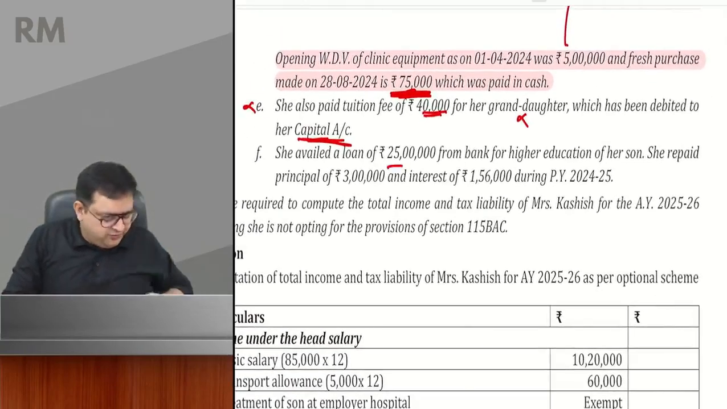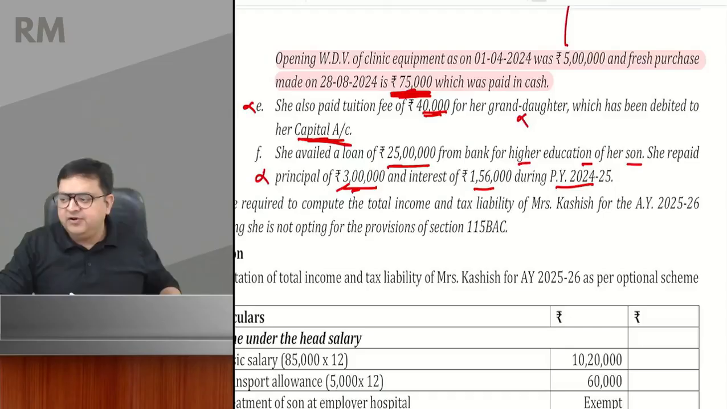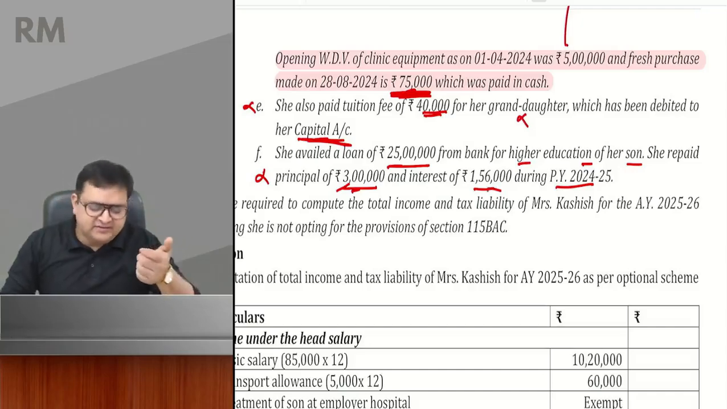She availed a loan of 25 lakh from the bank for higher education of her son. She repaid principal 3 lakh and interest 156 during the previous year 24-25. So 3 lakh she repaid for the principal. See, education loan principal deduction we will not get anywhere. Had it been a housing loan for construction or purchase, we can get 80C for principal repayment. Education loan principal repayment we will not get. Only interest we will get, 156, which we have already seen is 80E.